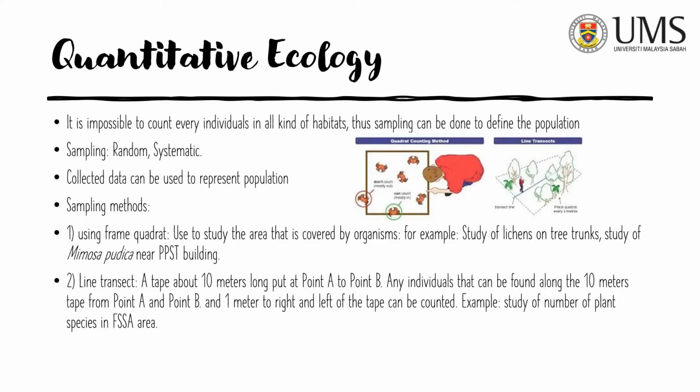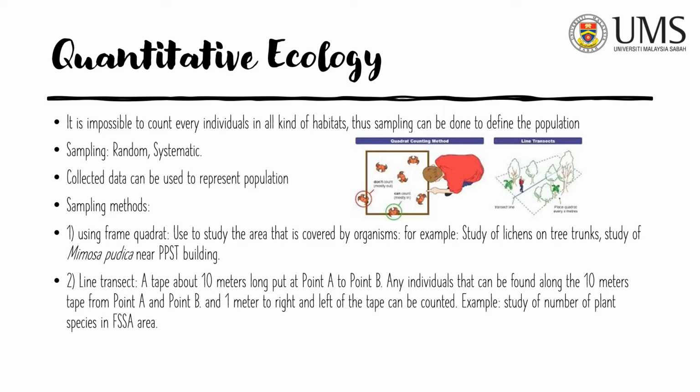Quantitative ecology is a method to know how many individuals are in a population. It is impossible to count all individuals in a habitat. Thus, sampling can be done to define the population. Sampling can be random and systematic. Collected data can be used to represent the population. Sampling methods include using a frame or square. This square has a certain size and can be used to study the area covered by the organisms.